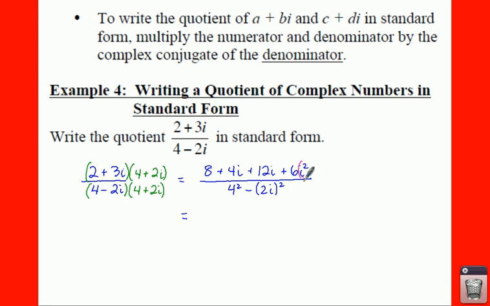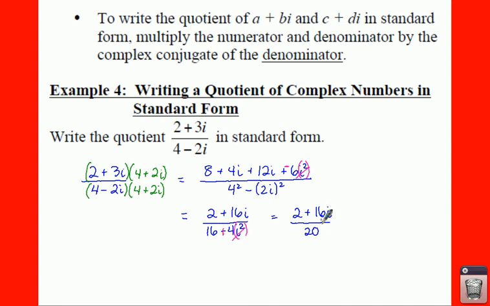Once again, you have an i squared here at the end, so we're going to cancel that out and make this a negative 6. So this is going to give us 8 minus 6 is a 2 plus 16i all over 16 minus 4i squared on the bottom. So let's cancel out that i squared. Make this a plus. So you get 2 plus 16i all over 20.